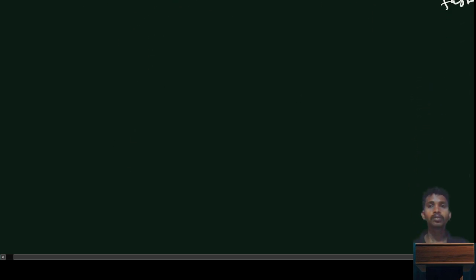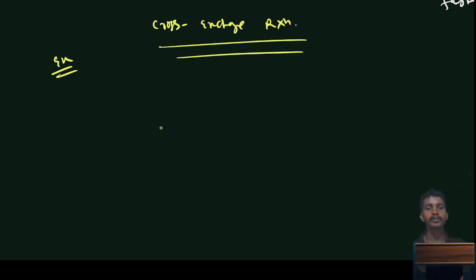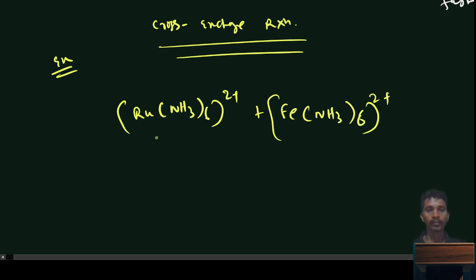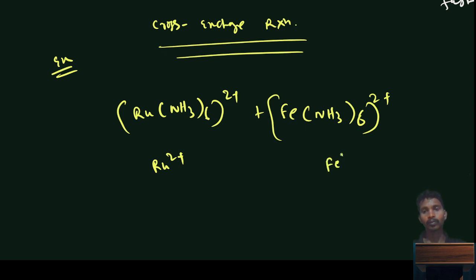Okay, we already discussed self exchange reactions, which take the same metals. Now we'll discuss some cross exchange reactions. Here we take different metals, 2+ ruthenium and Fe, so cross exchange will happen. So this is ruthenium 2+ and ferrous 2+; let's say the other is 3+, same as we took for self exchange reactions.